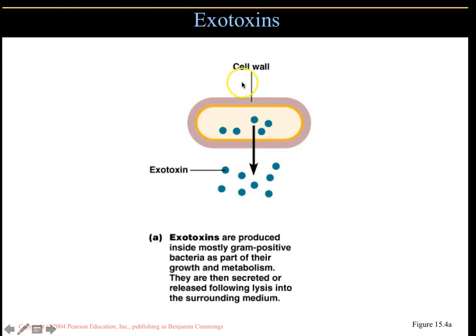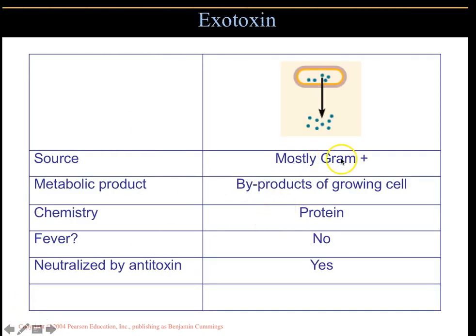So here is a gram-positive organism that is virulent because it produces these exotoxins while it is still alive. It has to be alive in order to make it. So here we have exotoxins are produced inside mostly gram-positive bacteria as part of their growth and metabolism. They are secreted and released, and then away we go. So exotoxins are produced mainly by gram-positive pathogens, a byproduct of a growing cell. It is a protein, does not produce fever, and can be neutralized by an antitoxin.